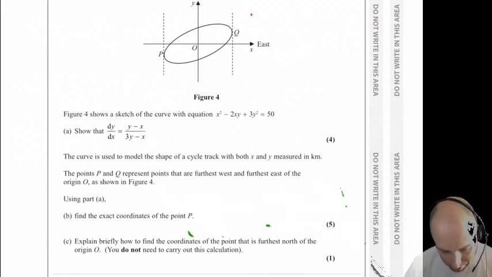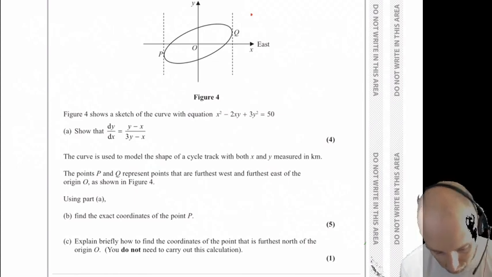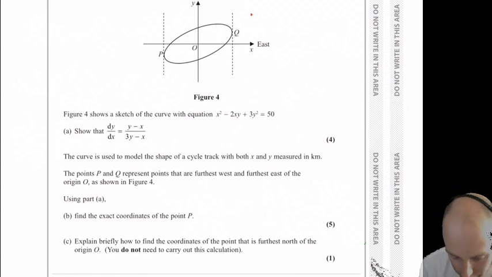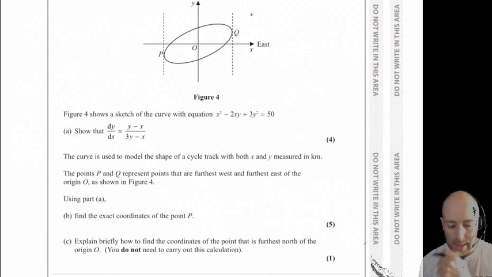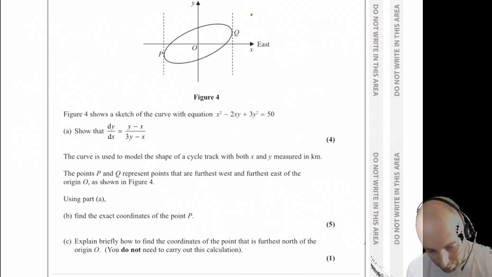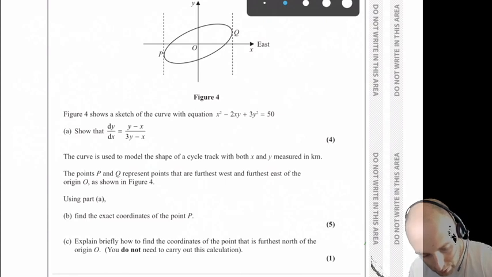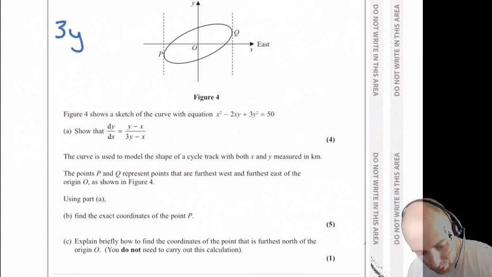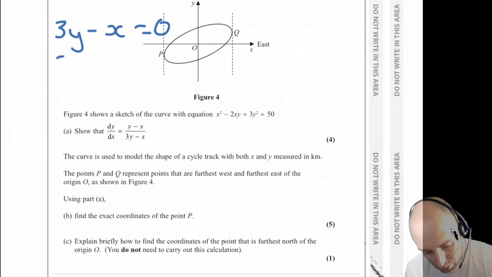The next part. Points P and Q represent the points furthest west and furthest east. Using part A, find the coordinates of point P. Okay, so these are the points where the gradient, if you look, is infinite. The gradient's an asymptote. And to find an infinity, we can divide by 0. So we can say 3y minus x equals 0. So we know 3y equals x.